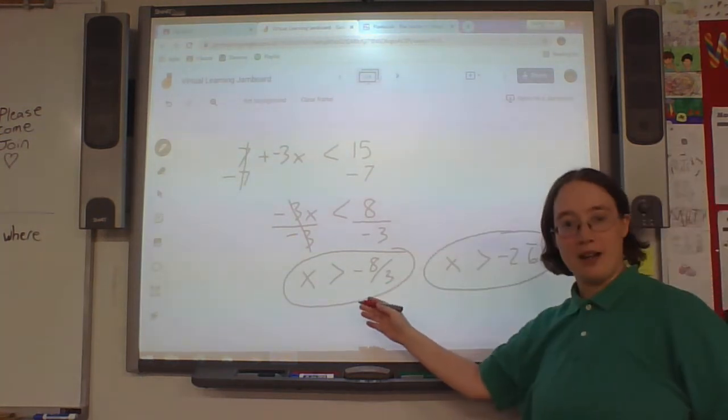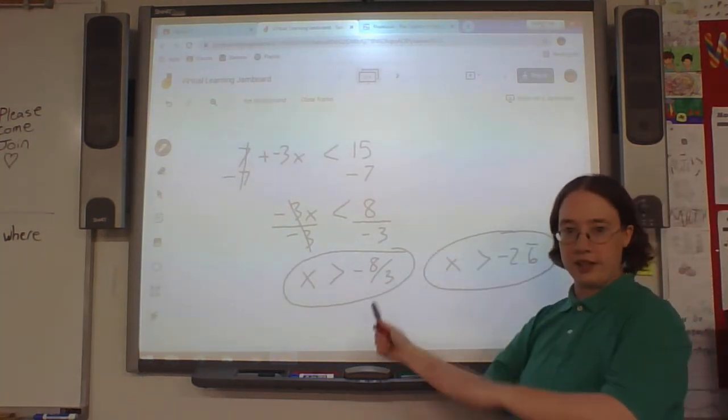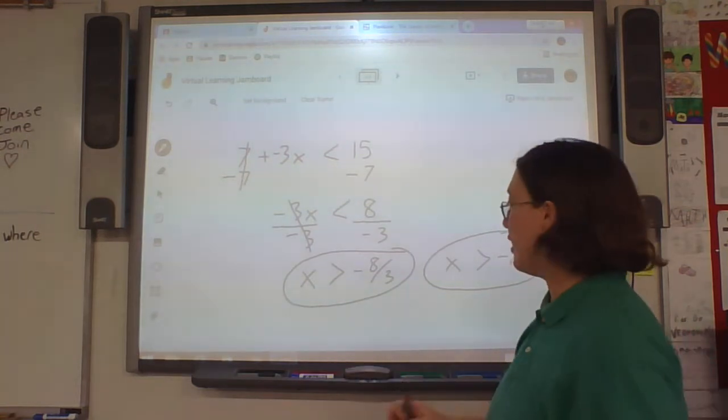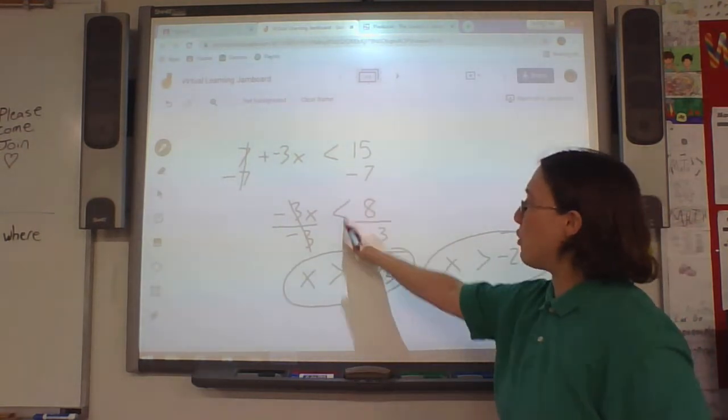But this is also okay. So if you turned it into this, that's fine. If you left it as a fraction, that's also perfectly fine. We just want to make sure that that's negative and that we swapped our sign.